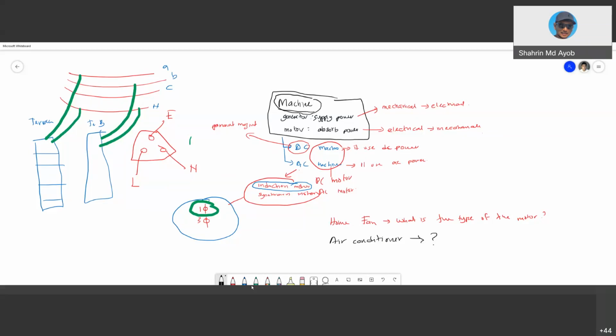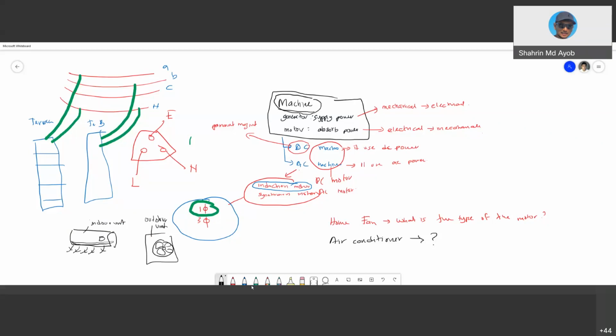For the aircon, please don't get confused. Sorry for my bad drawing. This is what we call the indoor unit. Aircon usually has two separate units, and the other one is the outdoor unit.